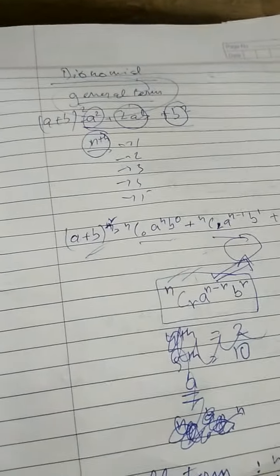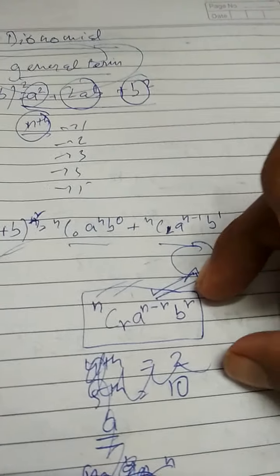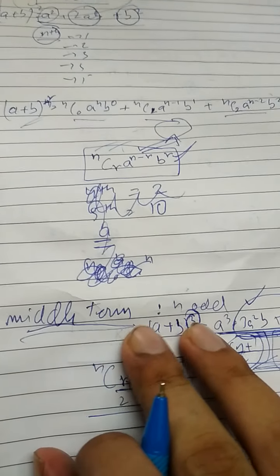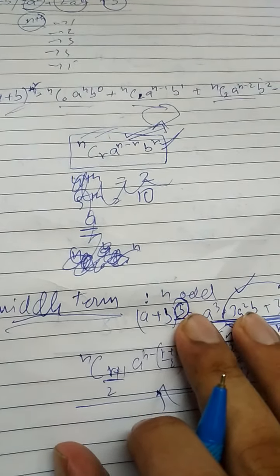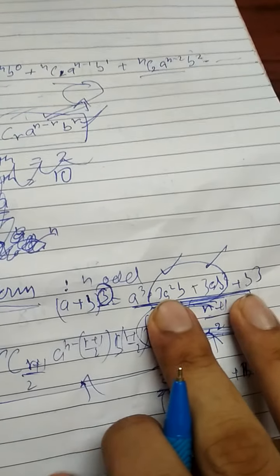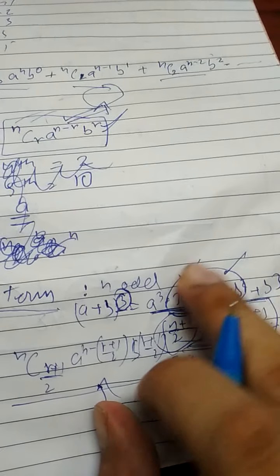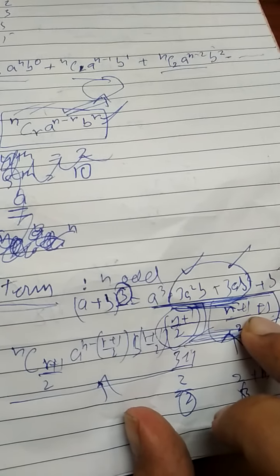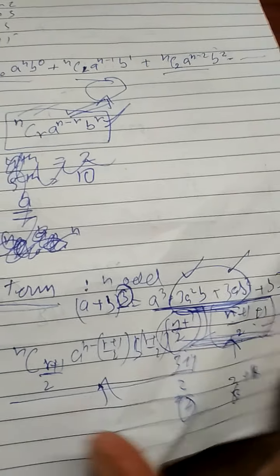So in this section of the chapter, we basically learn what is the rth term of an expression. The rth term of an expression is given by this. And we learn how to find the middle term of an expression. If n is odd, then there will be an even number of terms and we will have two middle terms, and they will be given by the (n plus 1 by 2)th term and the (n plus 1 by 2 plus 1)th term.